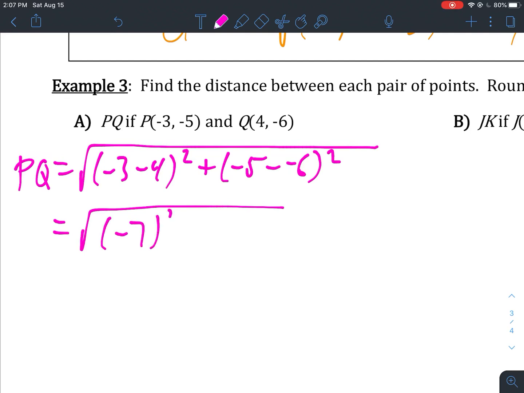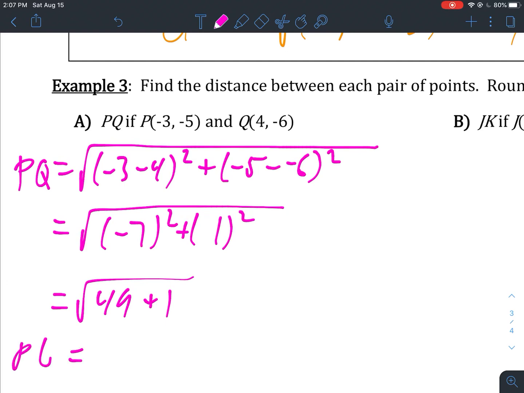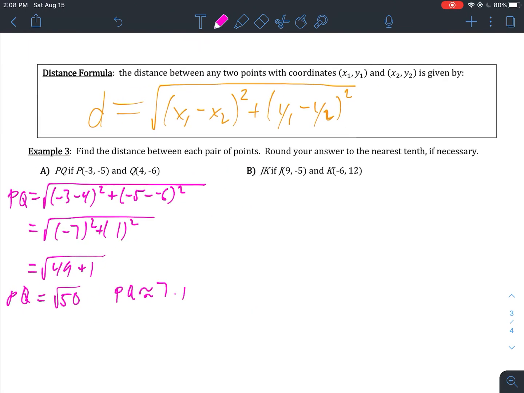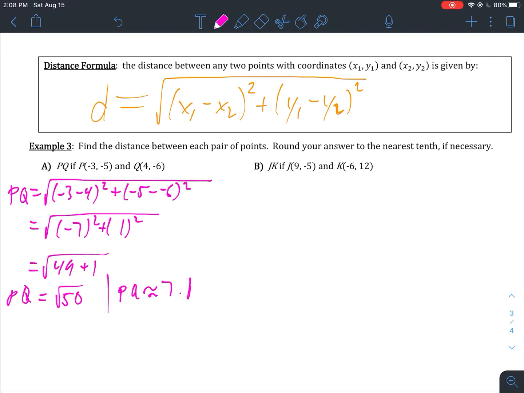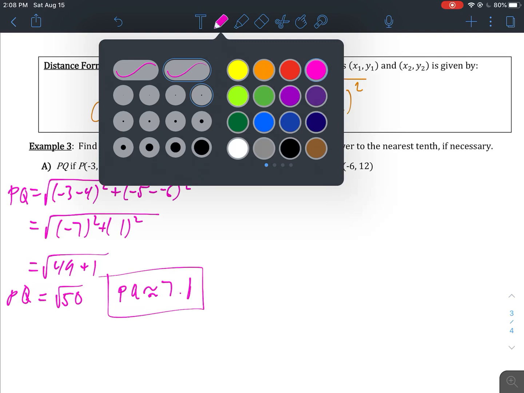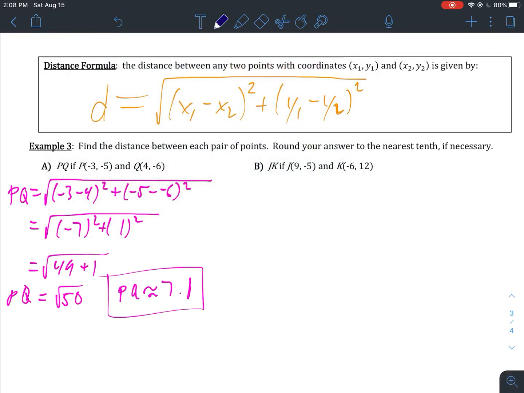Negative 3 minus 4 is negative 7. Negative 5 plus 6 is 1. Negative 7 squared is 49. 1 squared is 1. So I get PQ is equal to the square root of 50. I don't have my calculator handy, but I know that's approximately 7.1. Please pause the video and try letter B.